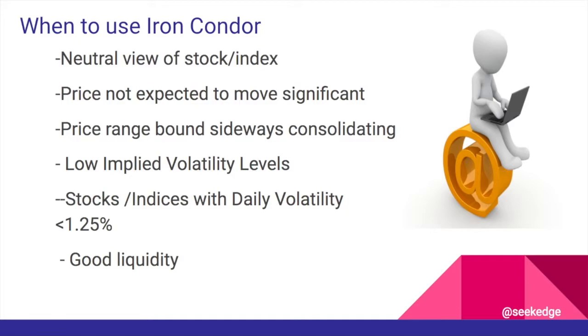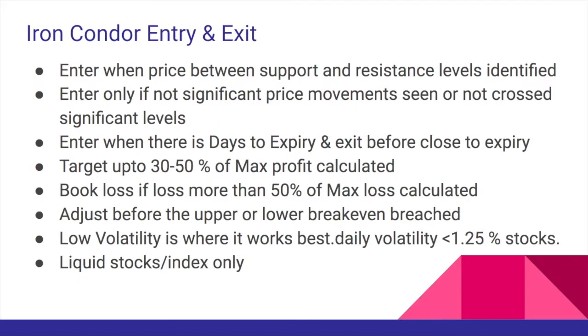Also the volatility level, the India VIX, the implied volatility level, you have to check. Low volatility is where it performs best. And the stocks, if you are taking them, should not be dead, not moving kind of stocks. It should have liquidity also. You have to check the bid ask spread, and then it's fine. So this is the situation where the Iron Condor will work. Now how do we enter and how do we exit?